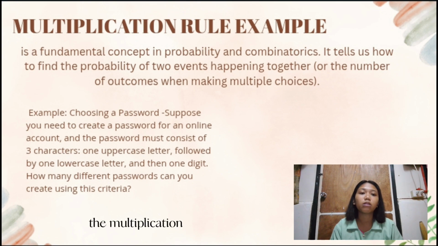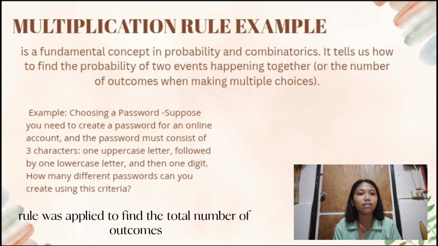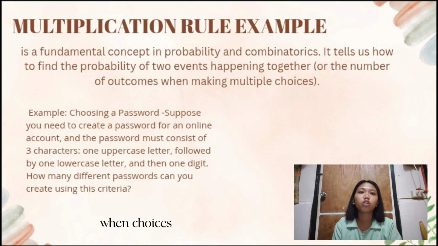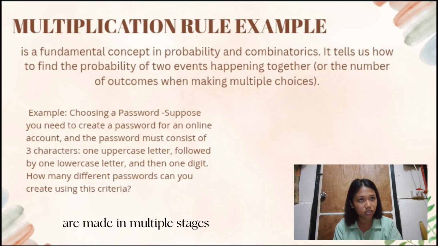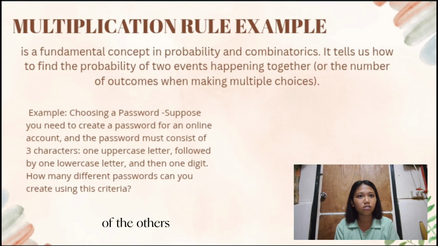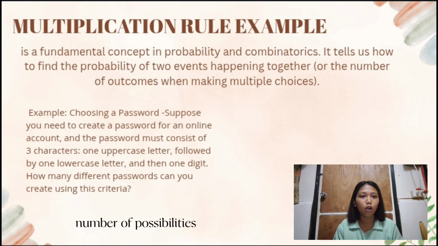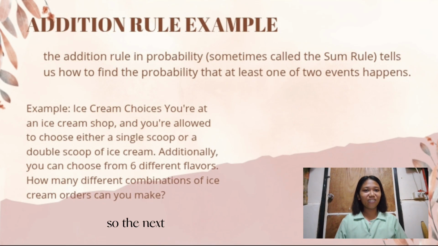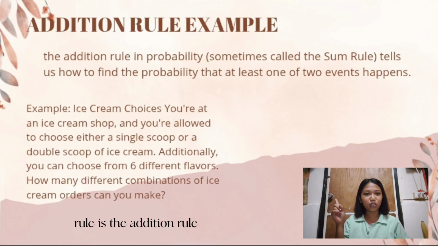So in the example, the multiplication rule was applied to find the total number of outcomes when choices are made in multiple stages. Each stage's choices are independent of the others, and the multiplication rule helps us to find the combined number of possibilities. So the next rule is the addition rule.